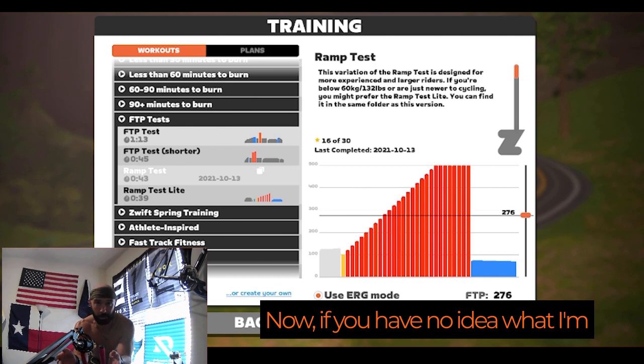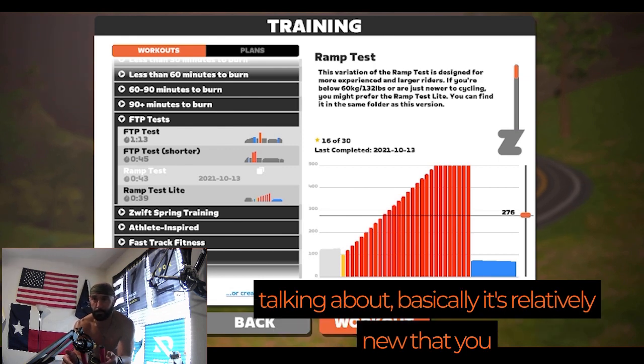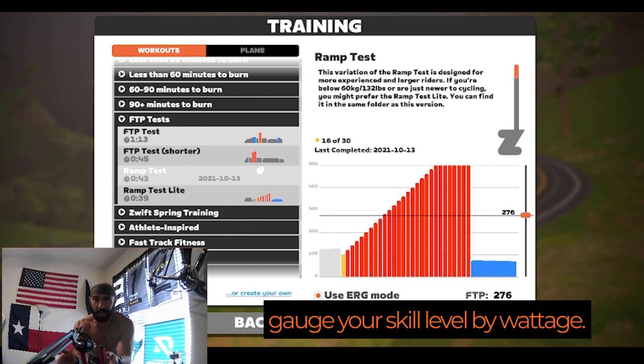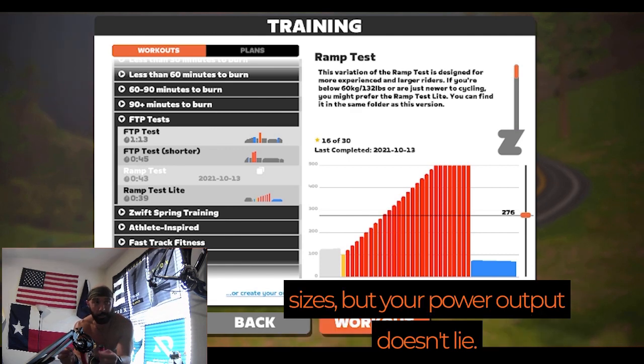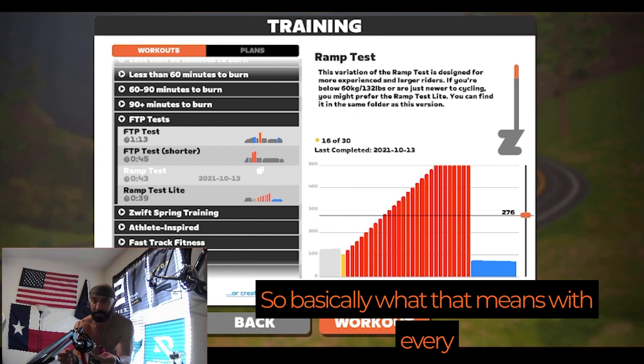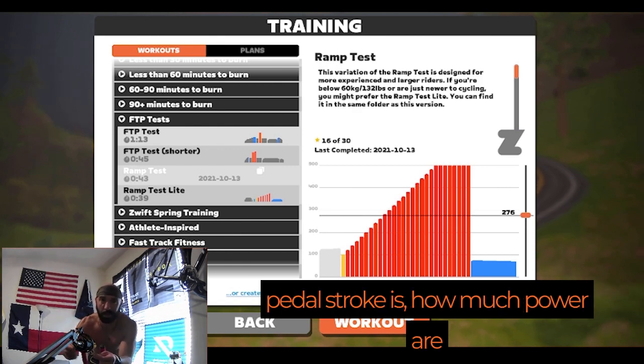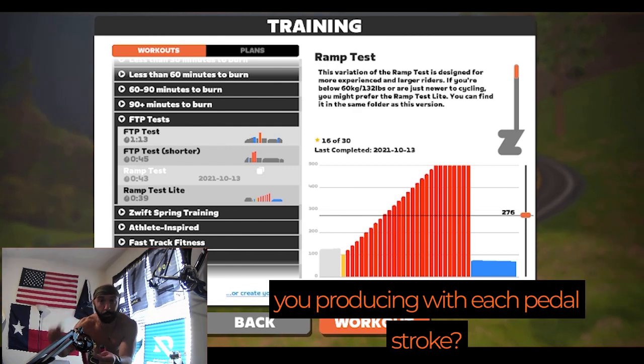Now, if you have no idea what I'm talking about, basically it's relatively new that you gauge your skill level by wattage. It used to be miles per hour, now it's wattage, because everyone has different shapes and sizes, but your power output doesn't lie. So basically what that means is, with every pedal stroke, how much power are you producing.